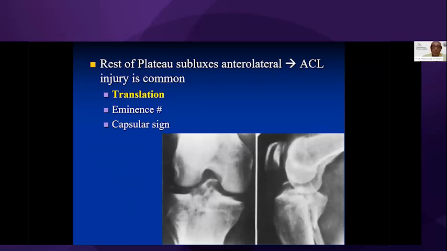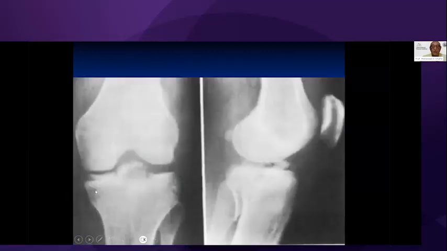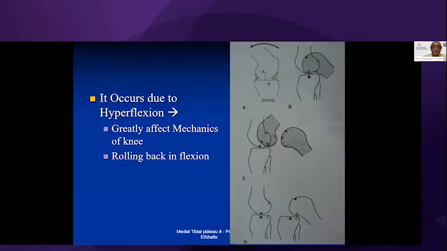And we see that there may be a translation of the lateral tibial plateau. This is a lateral translation. We can see the ACL avulsion eminence. We can see the capsular sign, or sign of ACL injury. In this X-ray, we can hardly see the fracture, but we can see the double contour of the posteriorly depressed posterior half of the medial condyle.